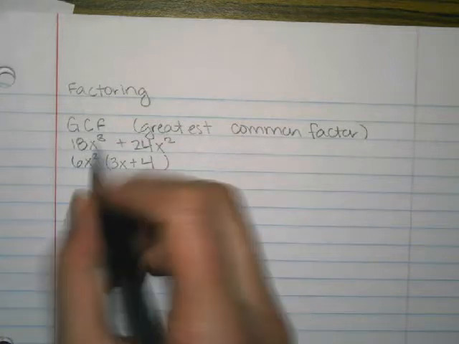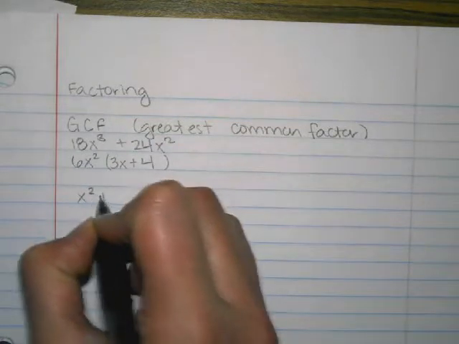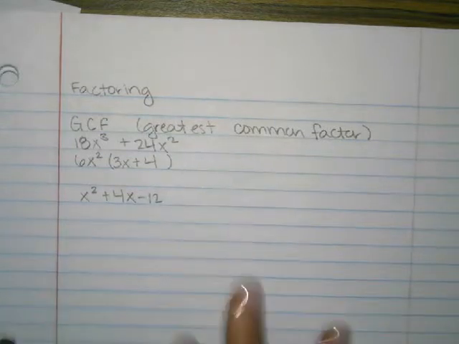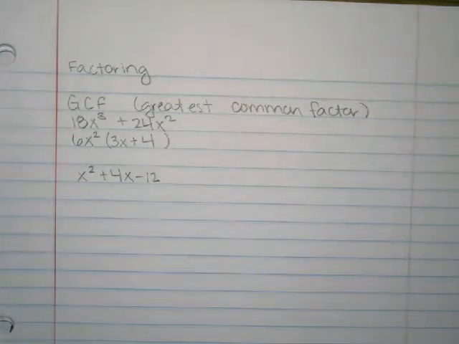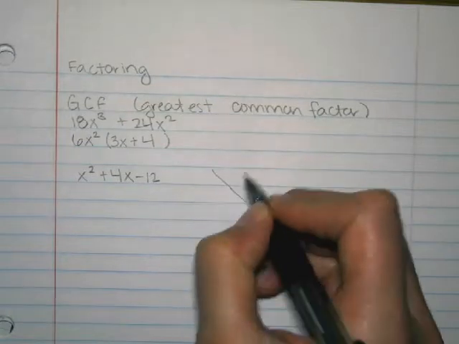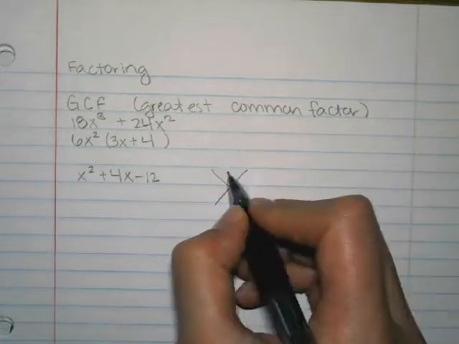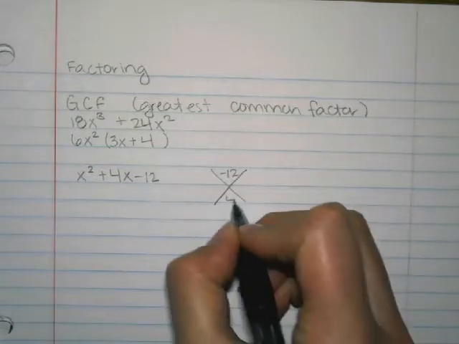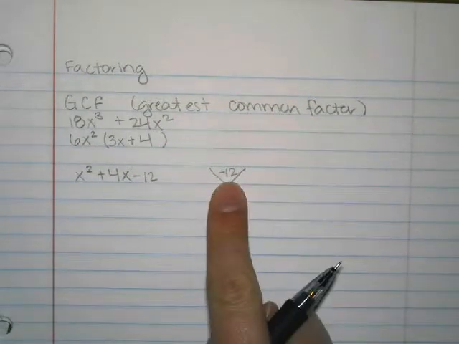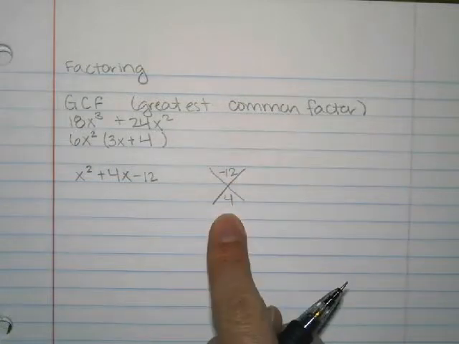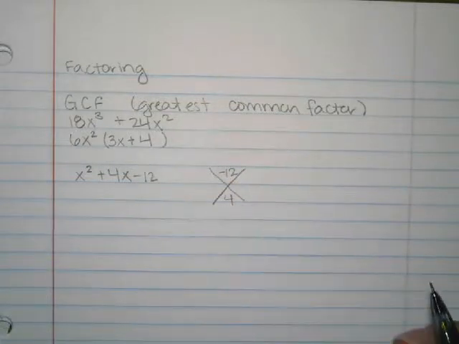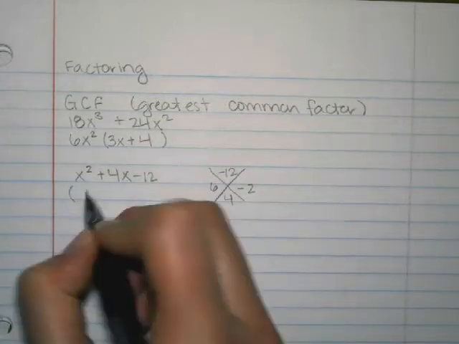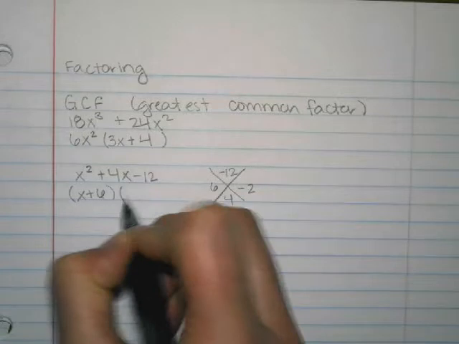We also have trinomials, and the ones where the x squared is alone are the easy ones, and some people call it the diamond method. There's a few different ways, but basically when you're doing these, what you're looking for are two numbers that multiply to the term on the end and add to the term in the middle. So I'm looking for two numbers that multiply to negative 12 but add to 4, and that would be 6 and negative 2. And so my factor would be x plus 6, x minus 2.